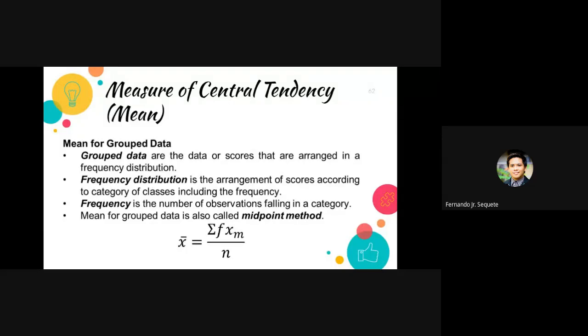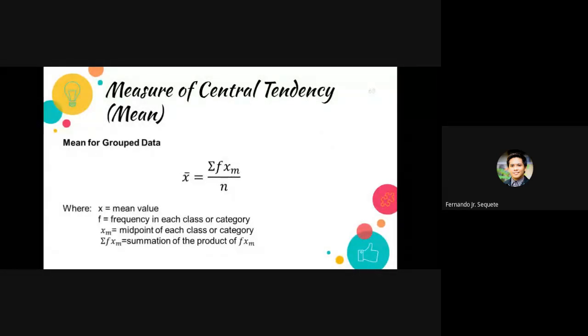Okay, let's continue. So we will be using the formula x bar is equal to summation of f xm. The f there is frequency in each class or category. Your xm is actually the midpoint of each class or category. And the summation of f xm is the summation of the product of frequency and the midpoint. Ang gagawin natin dito, i-multiply natin yung frequency and then the midpoint value.